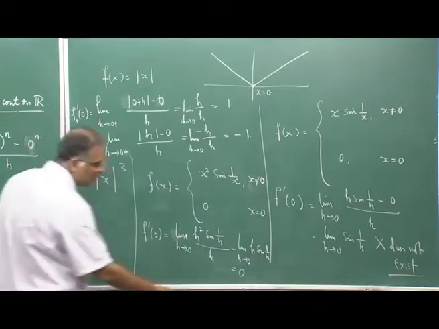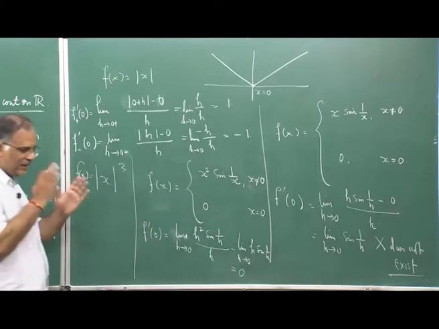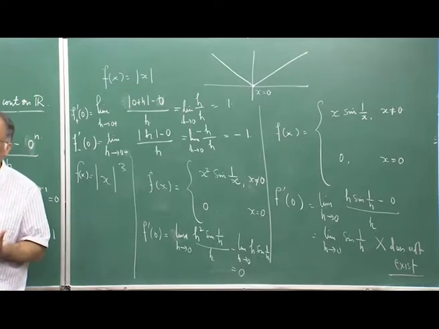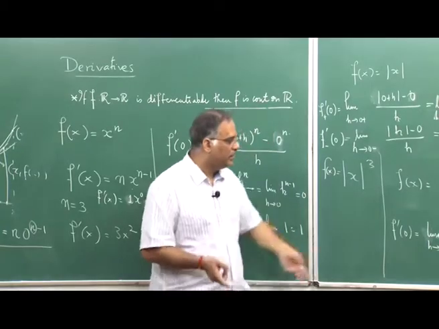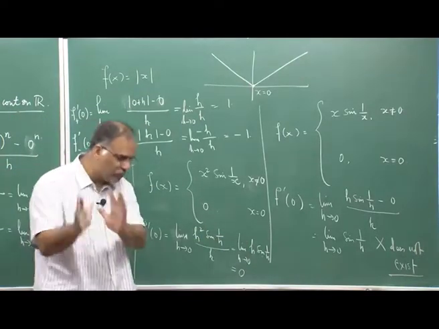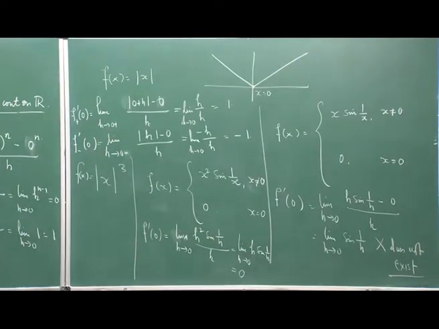So this value, please remember, sine 1 by h is a bounded function. Basically, if you have two functions f and g, and if one of them is bounded and the other goes to 0, then the whole product of those two will go to 0. So this is some simple idea.